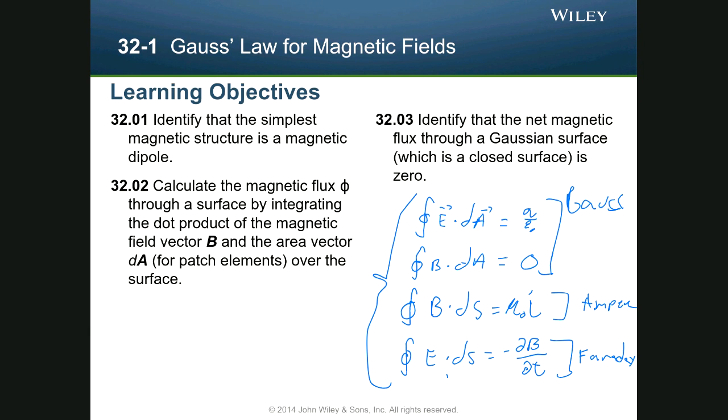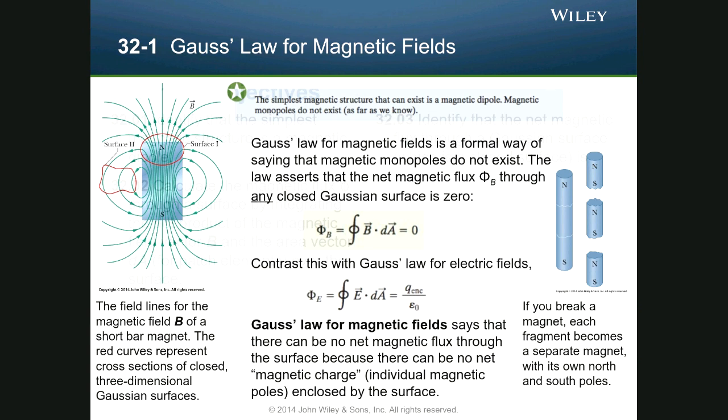So when we look here, we have these sets of equations. Let's take a look at what we've been looking at. We can see Gauss's law here for magnetic fields. Any closed surface, Gaussian surface you draw, you're always going to start at the North Pole and end at the South Pole. All right?